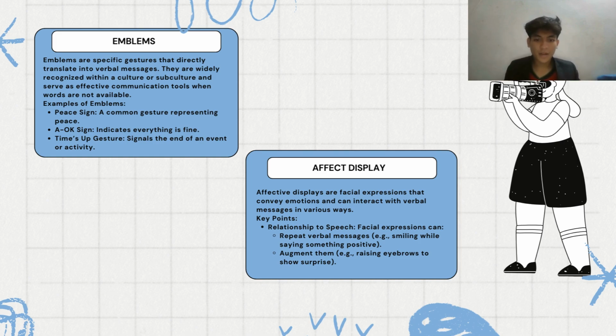Affect displays are facial expressions that convey emotions and can interact with verbal messages in various ways. So, repeating verbal messages: smiling while saying something positive. Like me right now, I'm giving an explanation about nonverbal communication, which is a good and positive thing.